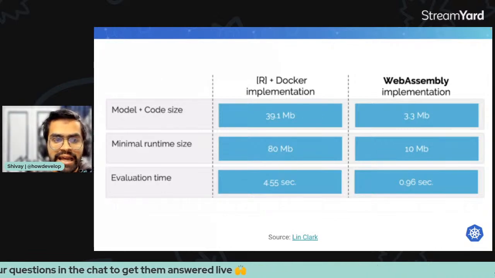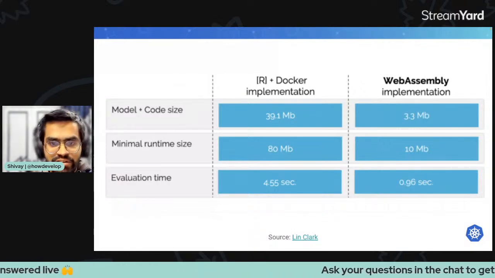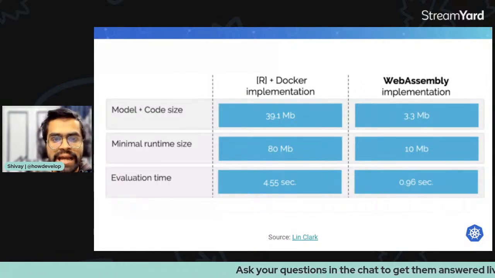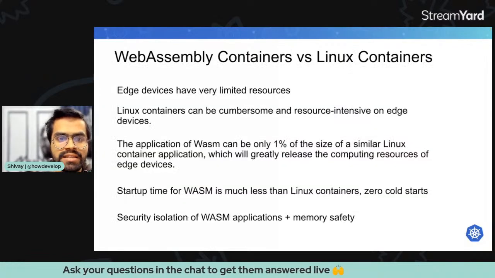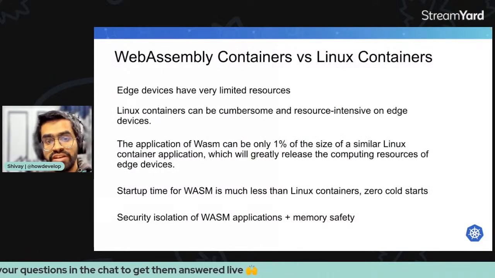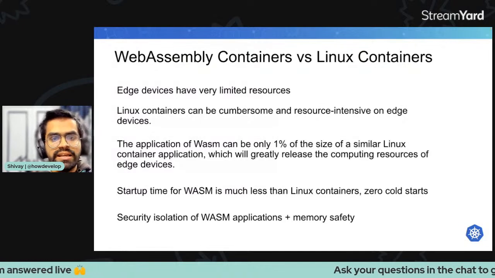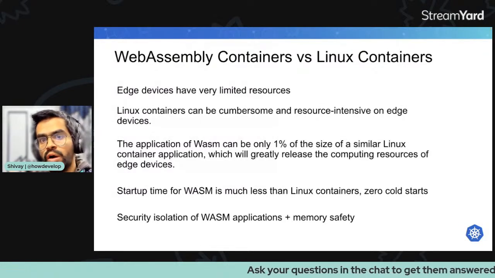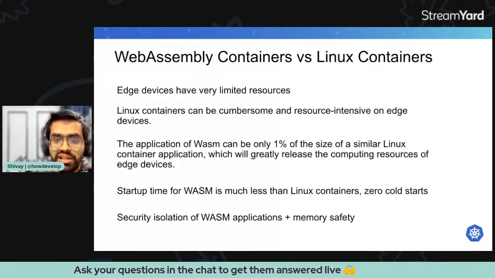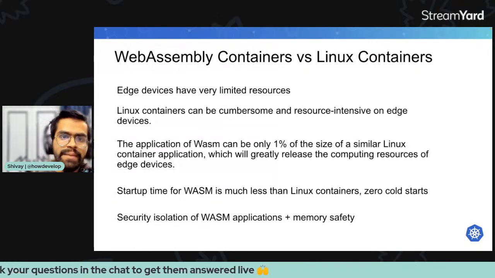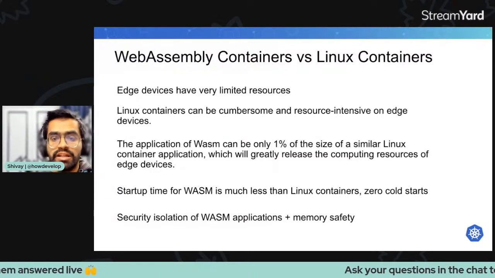And the runtime, the evaluation time that you can see, is also very drastically different. It took a lot more time for the Docker implementation for the evaluation to complete. And that is why, if you compare the size of the actual container, WebAssembly can be anywhere from 1 to 100 times smaller as compared to the size of a standard Linux container. And also the startup time for your WebAssembly containers is a lot less as compared to your Linux containers.